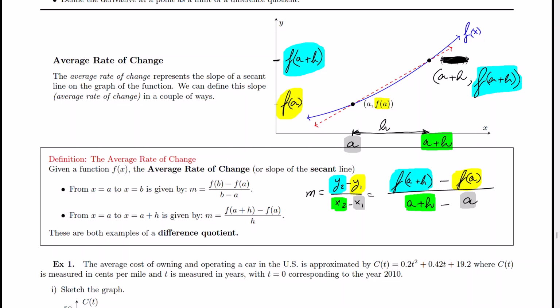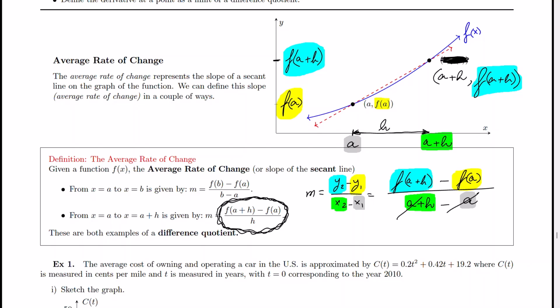And if you notice, the denominator has now a plus h minus a. So instead of a plus h minus a, I could just write h, because a minus a will cancel out, and I just get h on the denominator. That's how they're getting this second formula over here. It's just a different way of representing the slope of the same line.